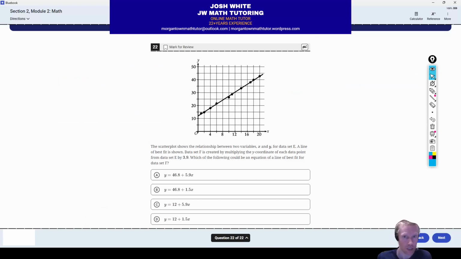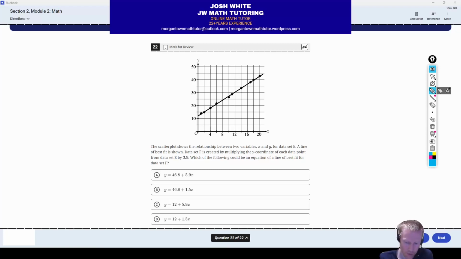All right, the last question here, number 22 on practice test 5, module 2B. You are given a graph of a line here. I mean, technically a scatter plot, it's a bunch of random points, but we can see a line of best fit going through them. And they tell you that they make a new set of data by multiplying the y-coordinate of each data point that already exists here by 3.9. Which of the following could be a line of best fit for this new data set?